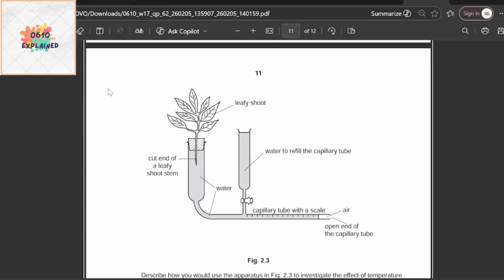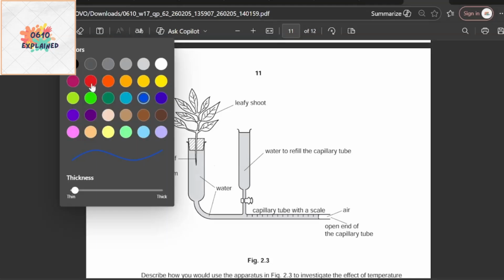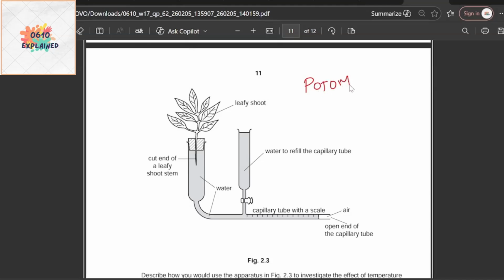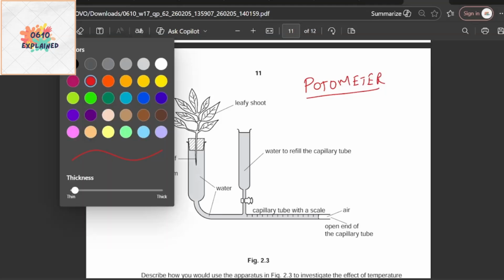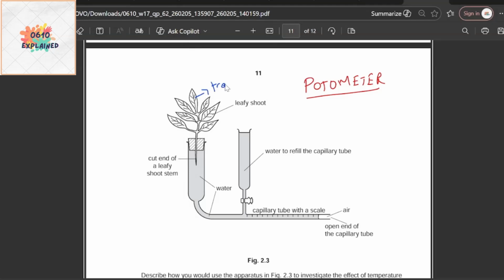So let's understand this apparatus first. This apparatus is called a potometer. This experiment belongs to the transport in plants chapter. So here we are talking about when transpiration takes place, the water vapor will be lost from the leaves. In turn, the leaf will take the water from the xylem in the stem, which will try to take it from the roots. But since there is no root over here, the xylem will just keep on continuing the absorption work. It is a cut end over here.